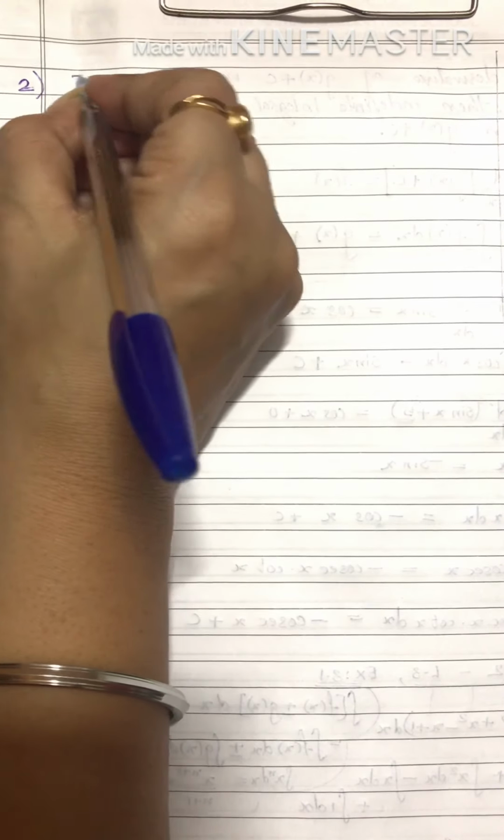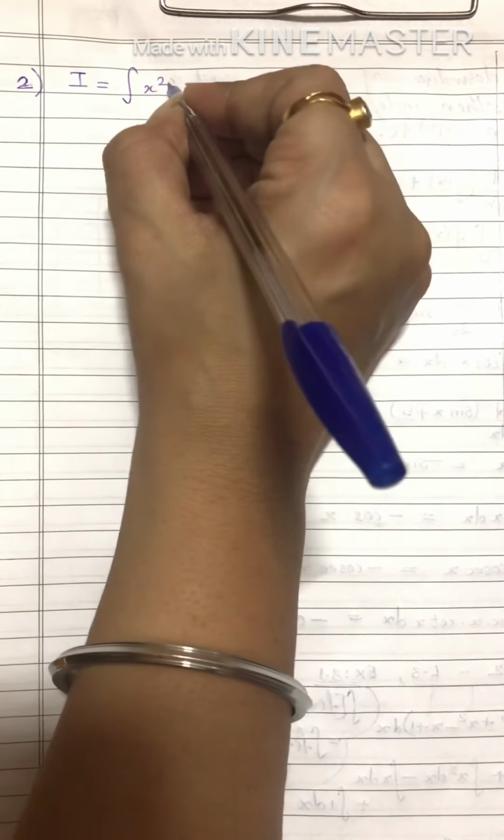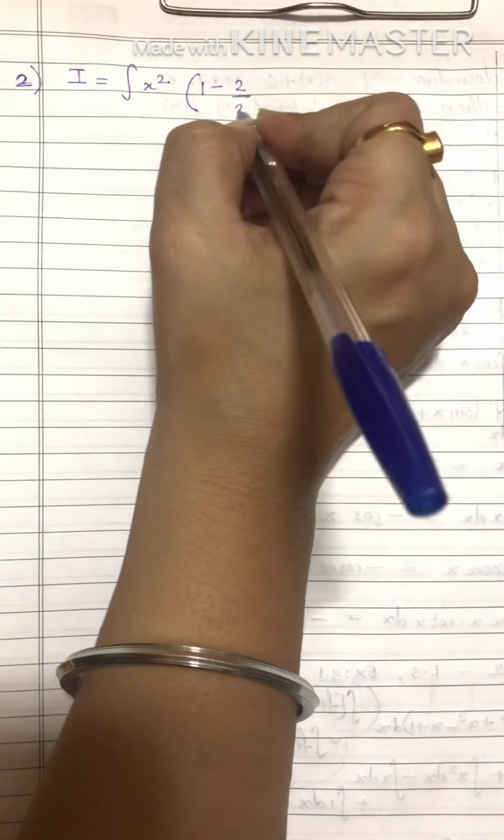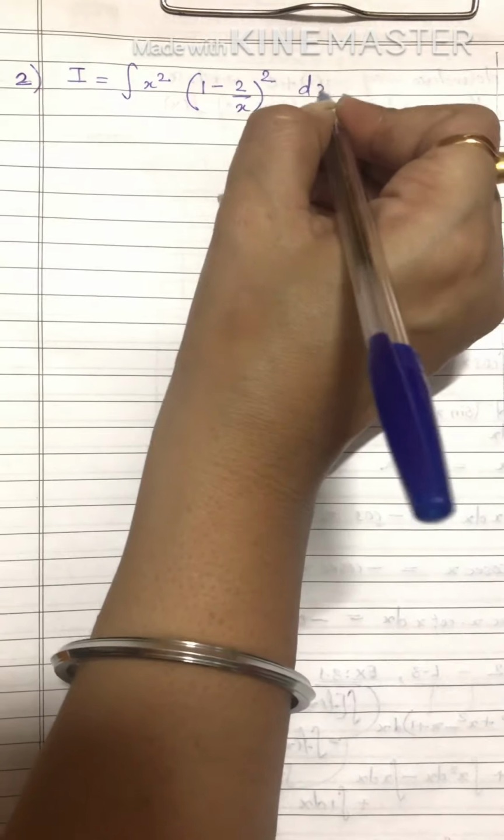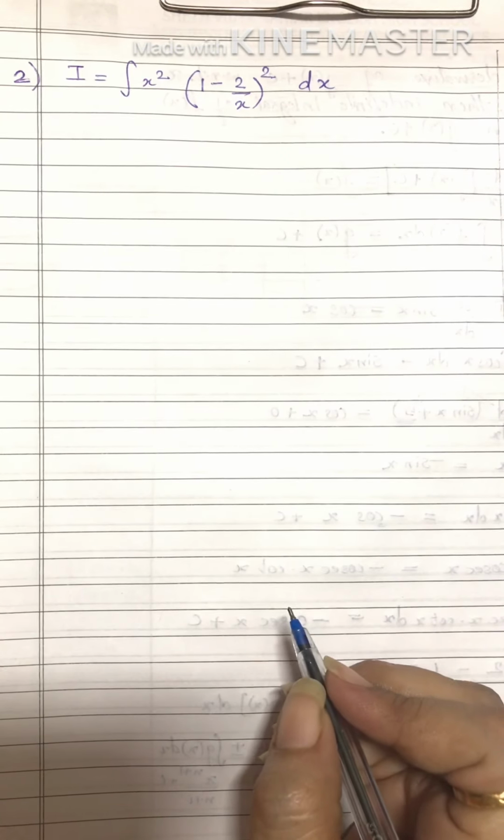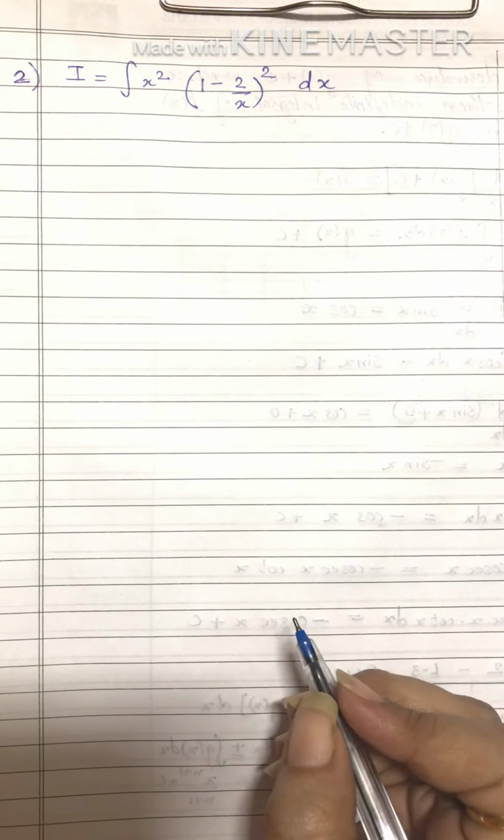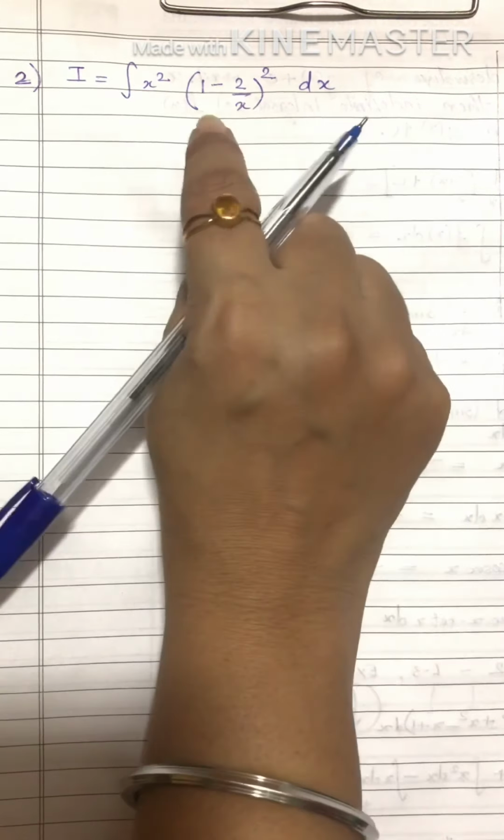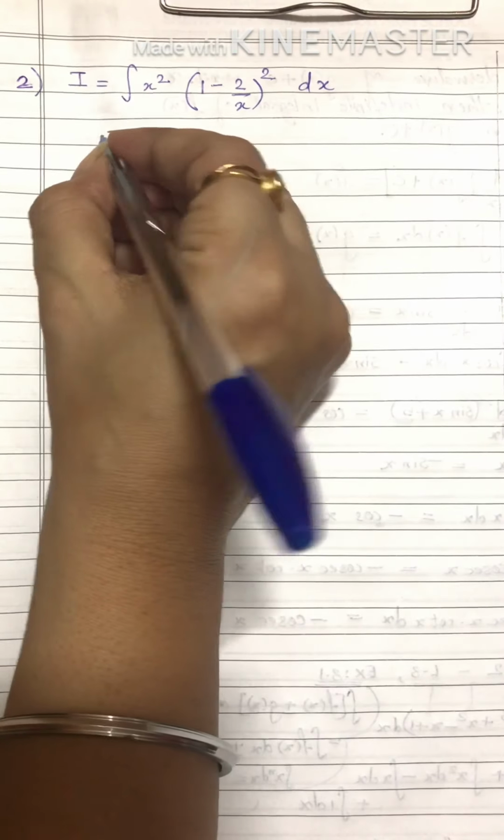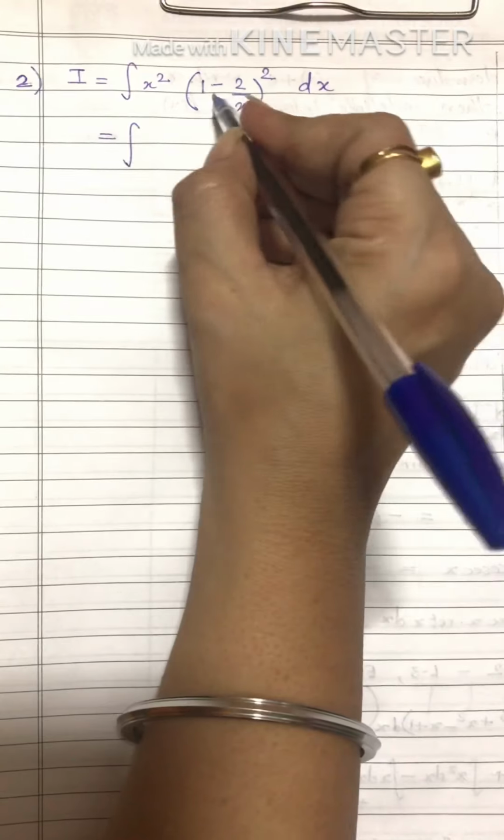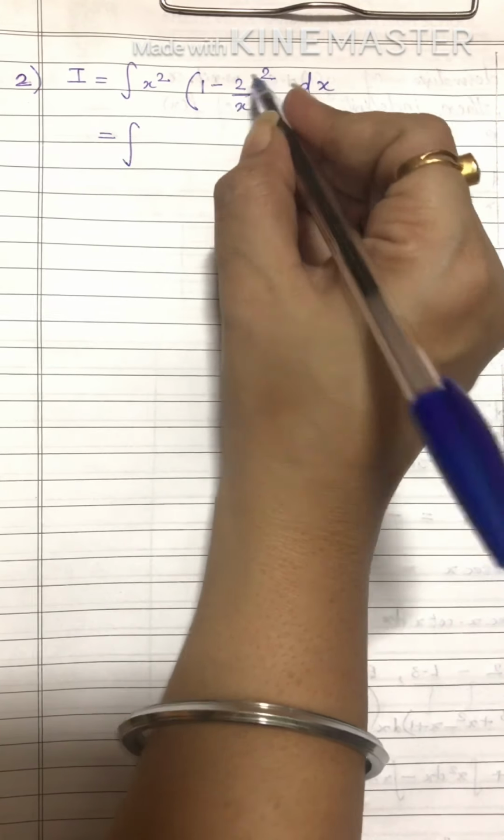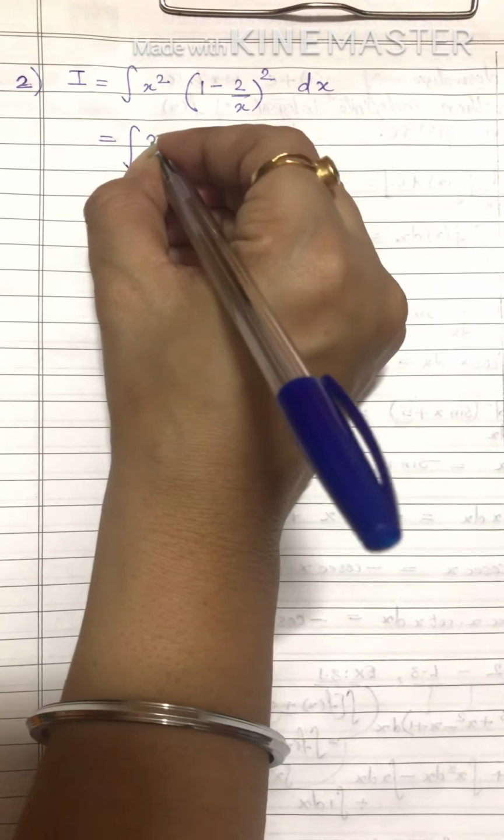So I get the question: x square into 1 minus 2 upon x the whole square. Okay, so let's consider this and let's see how we can solve this. Now suppose you get something like this. If you know basic mathematics well, this can be expanded using the a minus b the whole square formula. So that is what I am doing first.